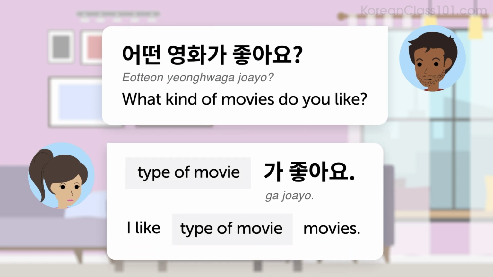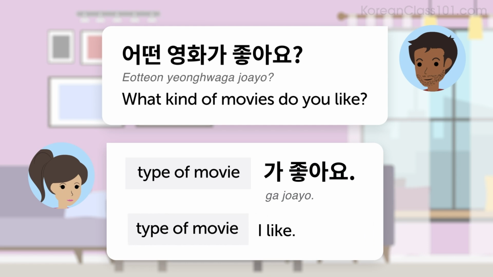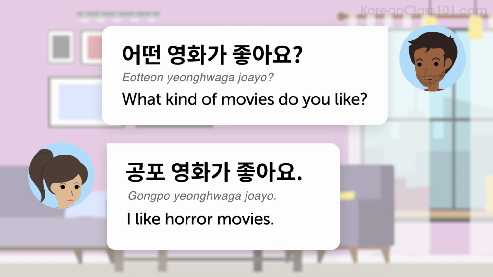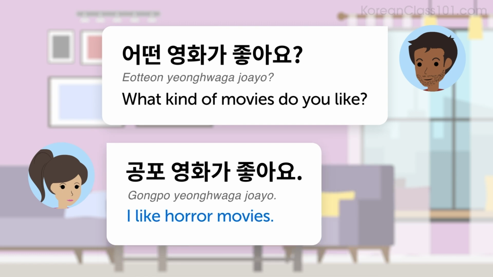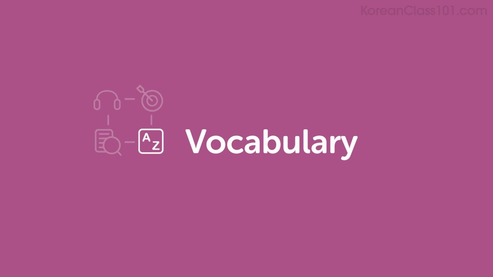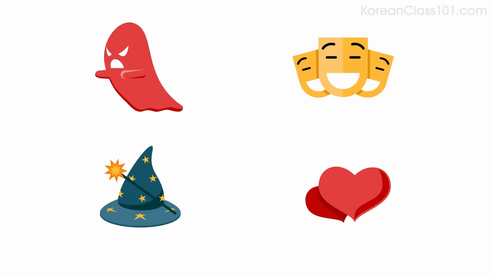Now, how do you answer this question? The pattern is, type of movie. 가 좋아요. This Korean sentence literally translates as, type of movie I like, but it means, I like type of movie movies. For example, I like horror movies. 공포 영화가 좋아요. Here are a few more kinds of movies you can use with the same pattern to talk about movies.